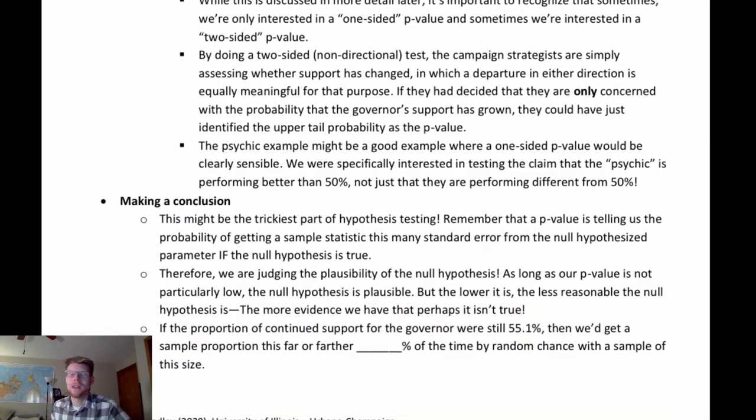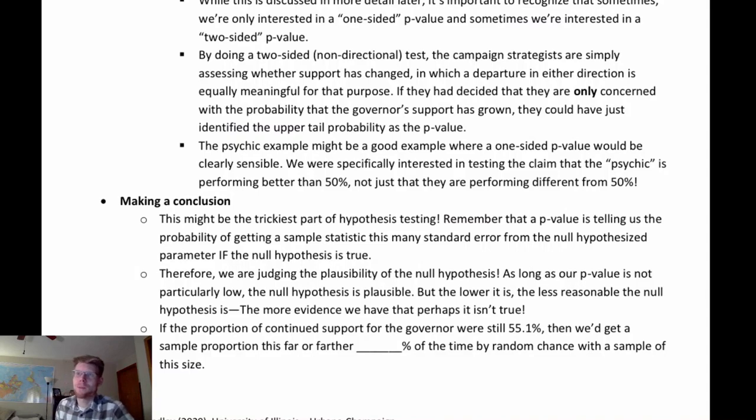So making a conclusion is a little bit subjective, and we're going to talk about it on the next page here. A p-value is just telling us the probability of getting a sample statistic as far away as we did if the null hypothesized parameter is true. But it can't really tell us what to do about it. That's where we get into what's called a significance level and interpreting the p-value to make a decision. But the p-value in itself can't tell us what to do. It's just conveying information about how plausible or not plausible the null hypothesis really is.